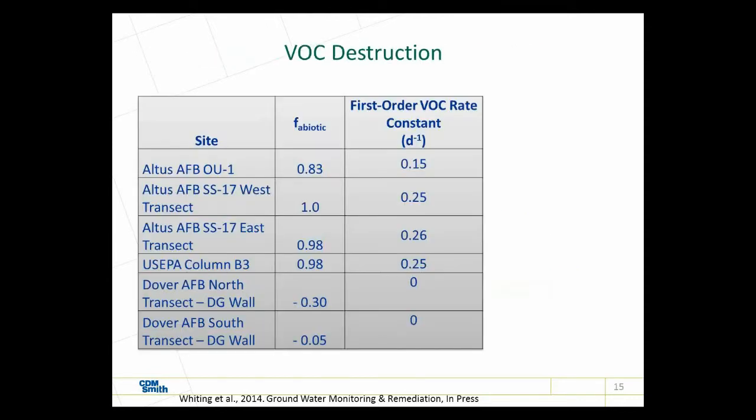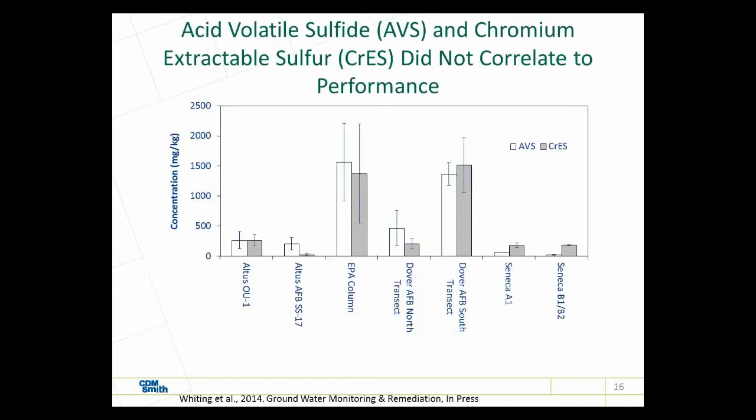And this can be useful as shown right here. In looking at all of these different sites, we found that the F-abiotic was high at Altus Air Force Base and at the EPA column B3, which is based on Altus Air Force Base. We had quite high values of F-abiotic, whereas at Dover Air Force Base it was quite low. And if we compare that to the first order rate constant, we see an association between these two. So some indication that this is a useful pattern and pretty easy to use.